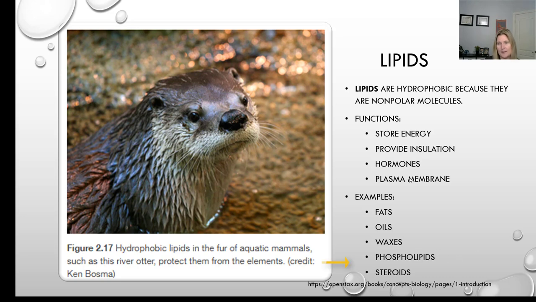Phospholipids, they're what makes up the plasma membrane. And then steroids, they can be the precursors or even be the hormones themselves within our body. So we're going to talk more about our lipids and their function.